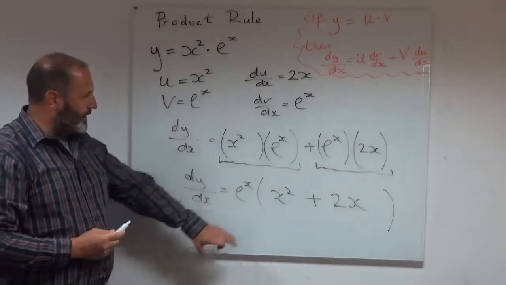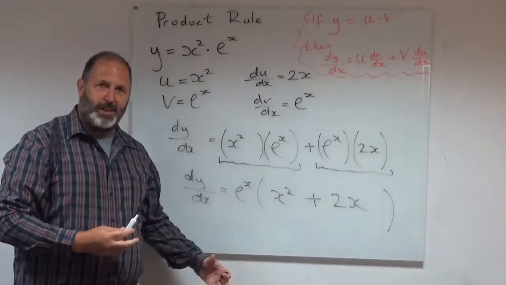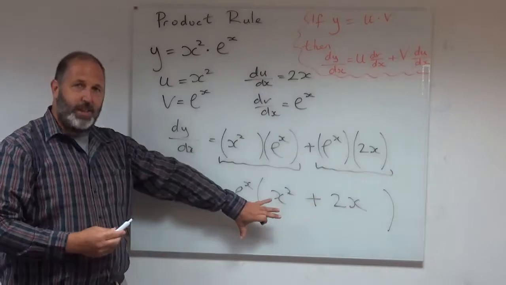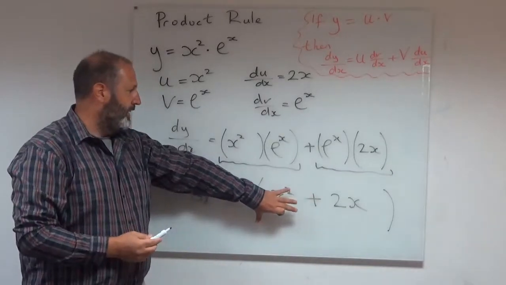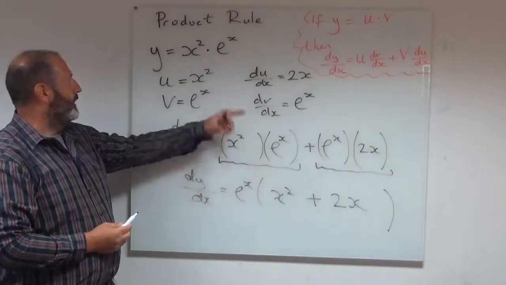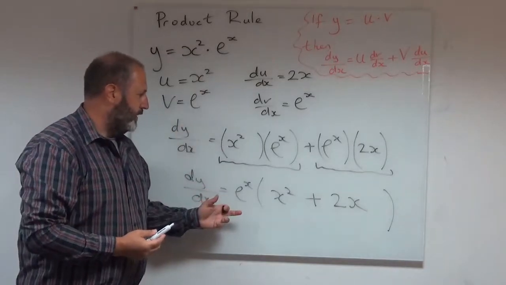Now, you might spot there's an x in both terms and take that outside, but I think I'm going to say let's stop there, and that's a nice example of using the product rule for the first time.